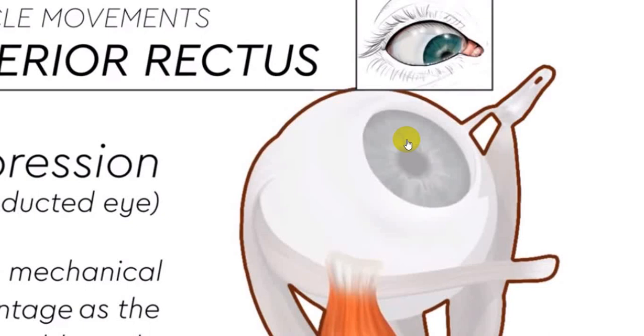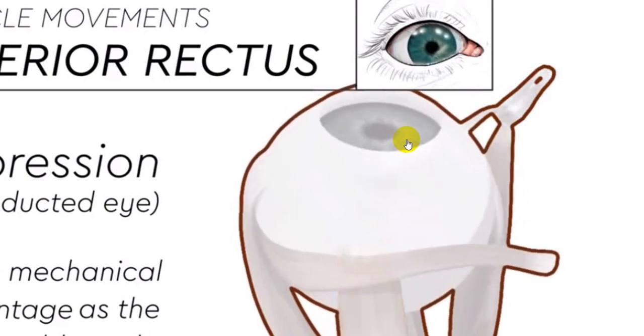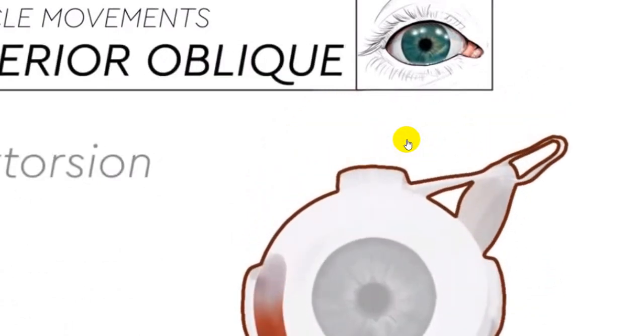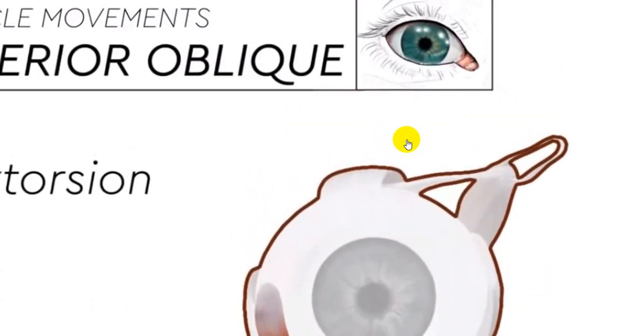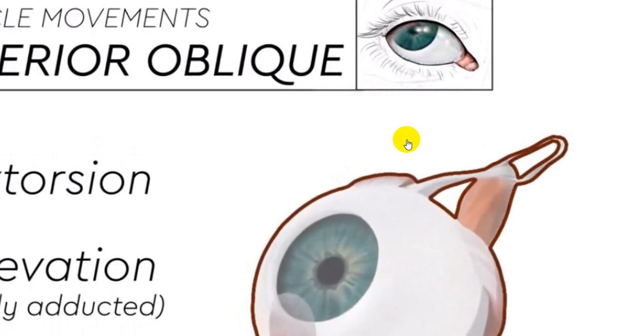In addition to its primary function as a depressor of the eye, inferior rectus also produces adduction and extorsion of the eye. The primary result of contraction of inferior oblique is extorsion of the eye. As mentioned earlier, inferior oblique also assists in elevation of the eye and is the only effective elevator of the fully adducted eye. Inferior oblique also contributes to abduction of the eye.